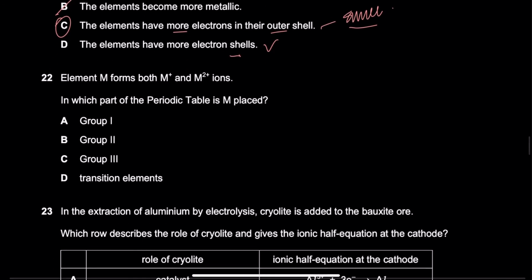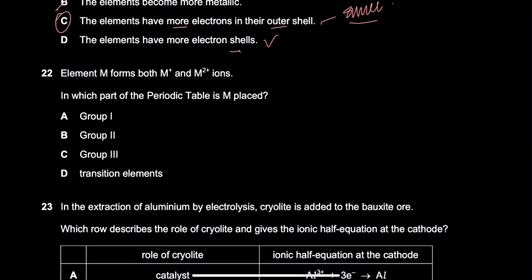Now, element M forms both M+ and M2+ ions. Obviously, it's going to be a transition element, because that's the property of transition elements. They have variable oxidation states, guys.